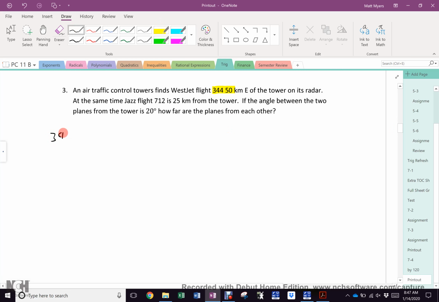as 34,450 kilometers east of something. So apparently the WestJet flight is flying well into space. Of course it is, right? What is it really? Flight 344 is 40 kilometers east. 50. Okay?